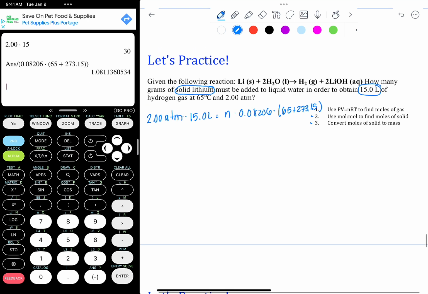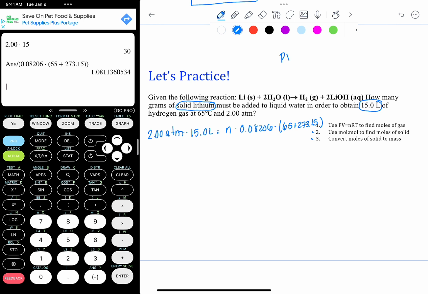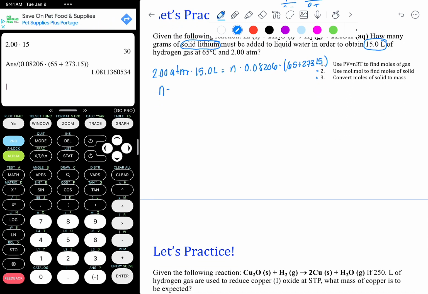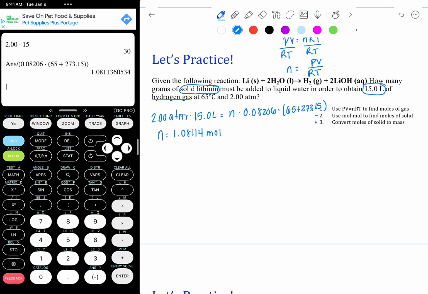So just to show that we have PV equals nRT. To solve for n, I just divided both sides by RT. So we get n is equal to PV over RT. Again, if it's easier for you to rearrange the equation before plugging it in, feel free to do that as well. Okay, so we get an n value of 1.08114, and that is going to be moles of hydrogen gas, so H2.